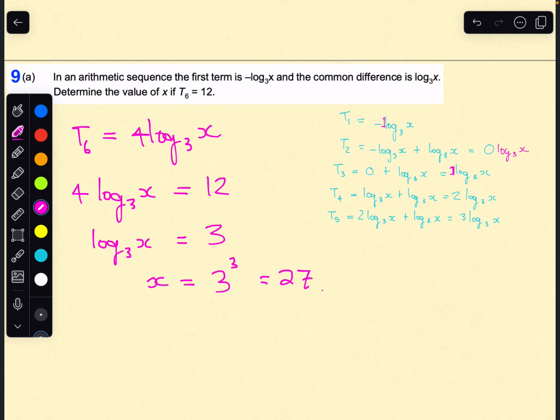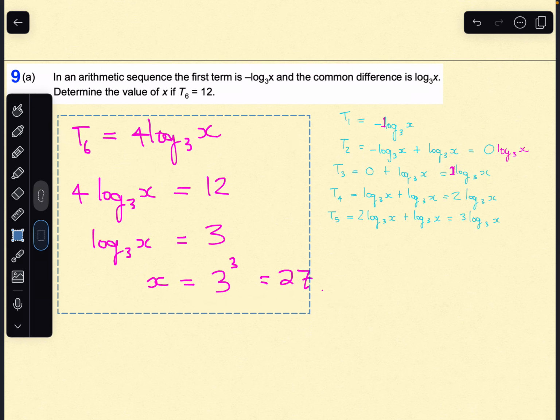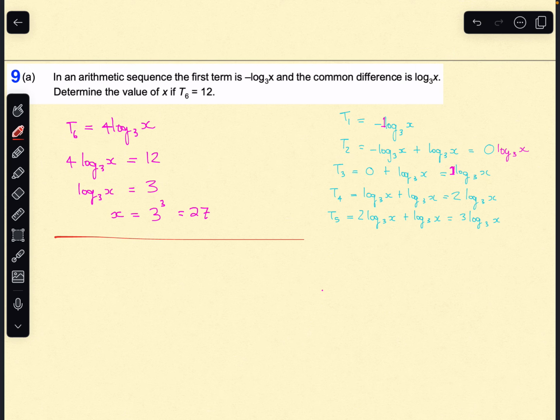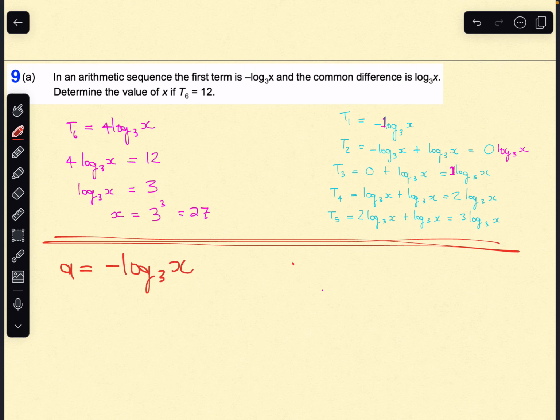The other way that we could do this is, I imagine we can just solve like any other arithmetic sequence, if you use the formula. So we know that a is negative log base 3 of x. We know that d is log base 3 of x. We know that t6 is equal to 12, and obviously then n is equal to 6 if we're looking specifically at term 6.